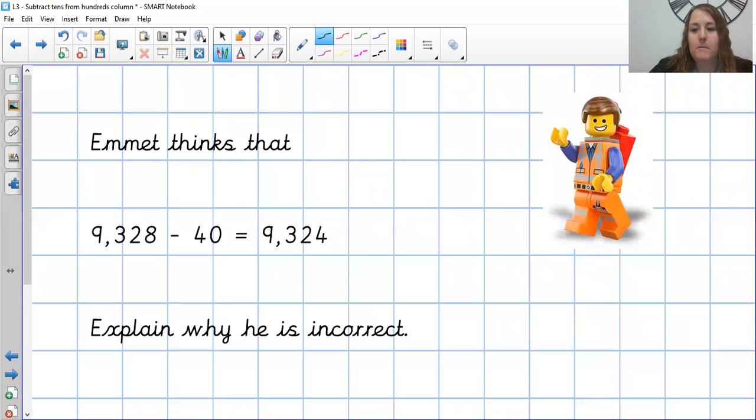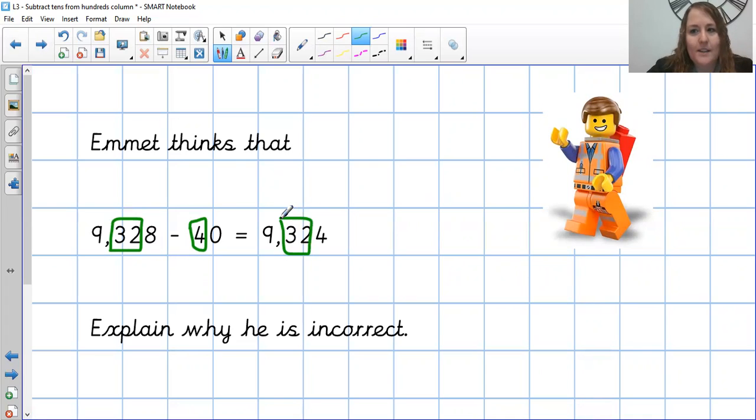Let's have a go at our problem today. Emmett thinks that 9,328 take away 40 is 9,324. Explain why he is incorrect. Again, you can pause the video here if you need to have a look at that, but just look at those numbers and look at that pattern spotting that we've tried to do. We know that we're going to be starting with a 32 and taking away our 4 tens.